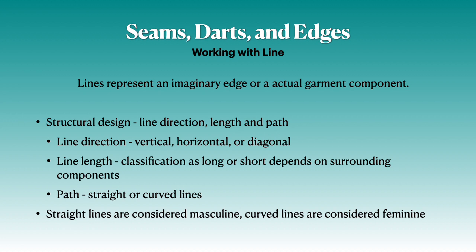As an element of design, a line will lead the viewer's eye through a space. It'll also divide a space as it passes through it, and it can enclose a space. Lines have the potential of unlimited variations, but it's easier to classify them into types of variations. So within structural design, you have the line direction, line length, and its path.